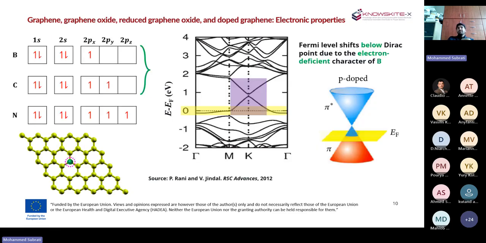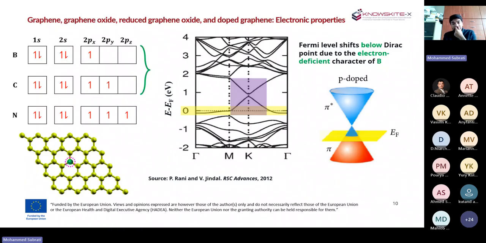What happens now if you remove one carbon atom and replace it with boron, which is electron deficient? This is what doped graphene is, the heteroatomic doping of graphene. In this case, it's very hypothetical, this is theoretical. Because boron is electron deficient, the Fermi level will shift below the Dirac point. So you'll have hole-doped, or positively charged, graphene.